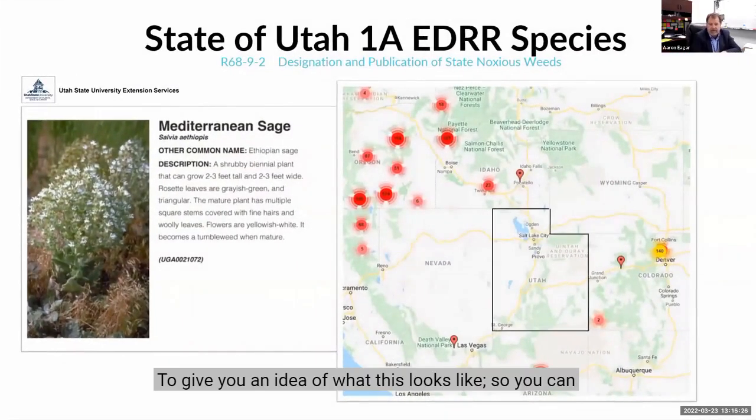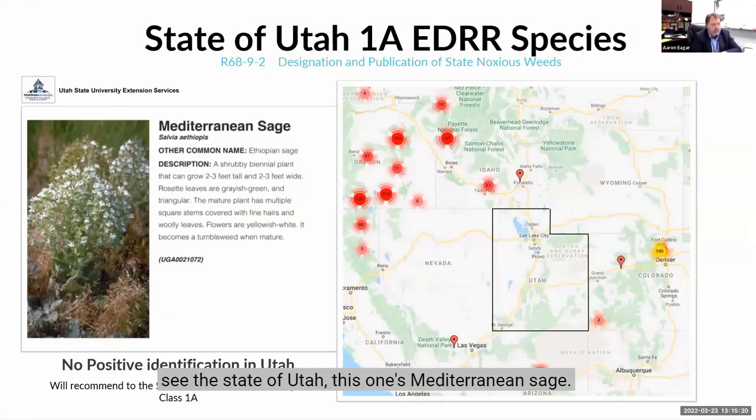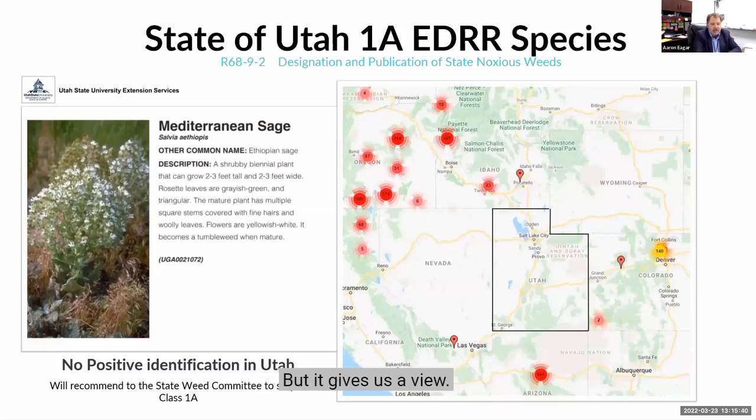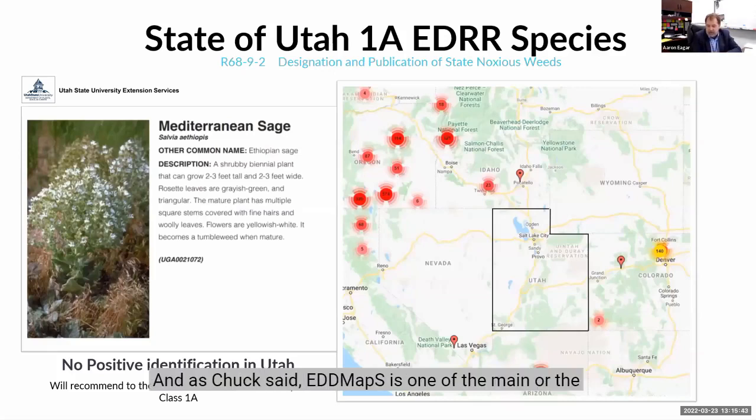To give you an idea of what this looks like, you can see the state of Utah. This one's Mediterranean sage. It's on our watch list because we know it's close to Utah at multiple points, but it's not a regulated species. But it gives us a view. And as Chuck said, EDDMapS is one of the main or the largest aggregators of data from various different programs. So it gives us a good view of what's in other states.